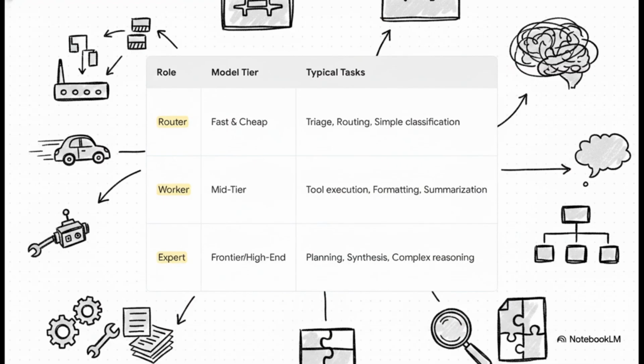And here's what that looks like in the real world. First, you have a router model. This thing is incredibly fast and cheap, and its whole job is to act like a dispatcher, triaging all the incoming requests. Then you've got a mid-tier worker model. This one handles the bulk of the actual work, formatting data, calling tools, and only when a truly difficult problem comes along, something that needs deep planning, only then do you call in the big guns, the expert model.